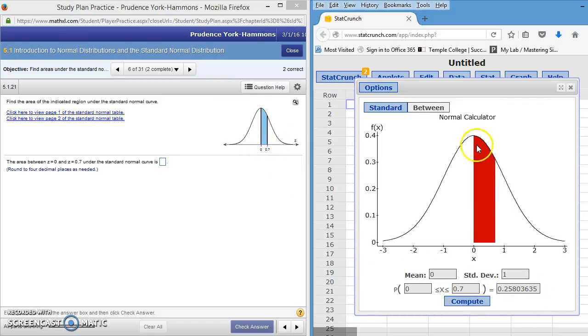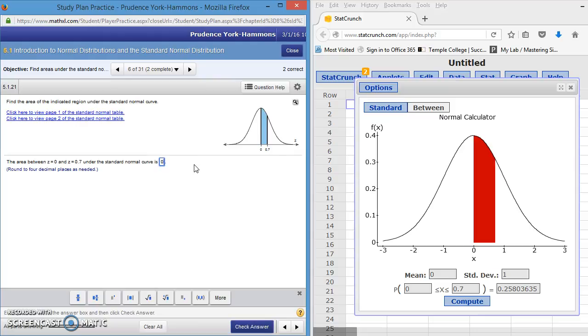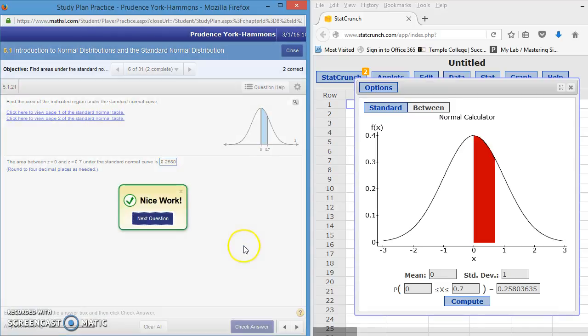When I click compute, I get a red area very much like the blue one, and it says the probability is 0.2580. So to 4 decimal places, 0.2580. So let's check that and make sure that's okay. So you've used the standard normal calculator to find areas to the left, to the right, and between. I'm going to pause for just a second and find some other problems that might be helpful.